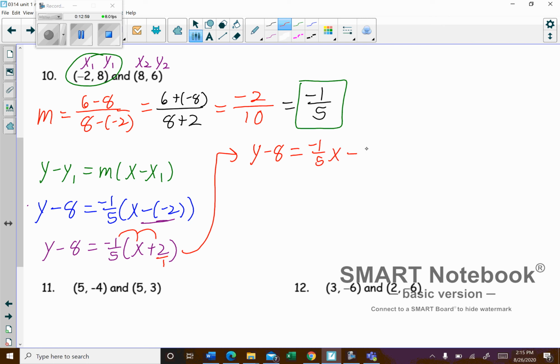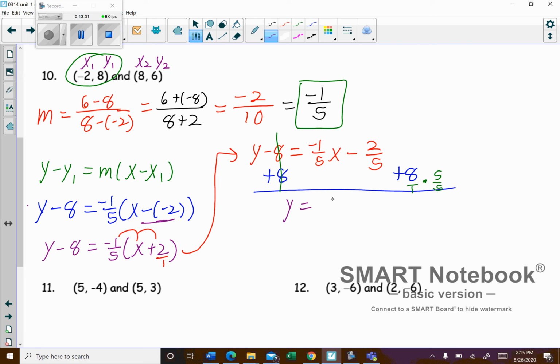And then this is going to become a minus 2 over 5. Okay, so negative 1 times the positive 2, so it became a minus 2 on top. 5 times 1 is 5 on bottom right there. Okay, and then what we'll do is we'll go ahead and add an 8 to both sides. And once again, to get a common denominator, I'll multiply the 8 by 5 over 5 so that I can combine those together in a moment.